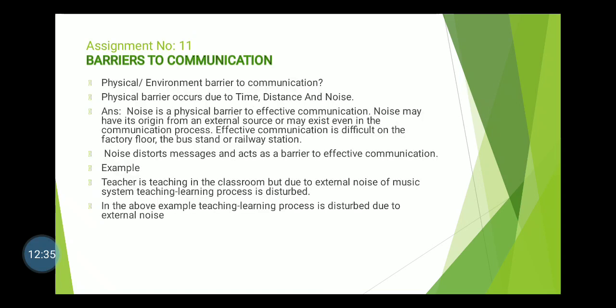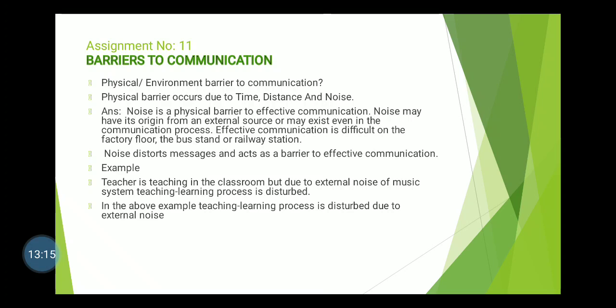Next, physical barrier, the environmental barrier to communications. Physical barriers occur due to noise, time, distance and physical fitness. Noise is a physical barrier to effective communication. Noise may have its origin from an external source or may exist even in the communication process. Effective communication is difficult on the factory floor, the bus stand or the railway station because there is too much noise. Noise is a physical barrier to effective communication.